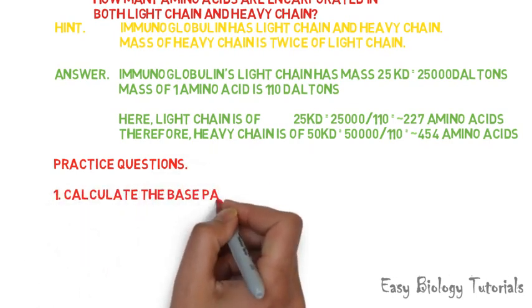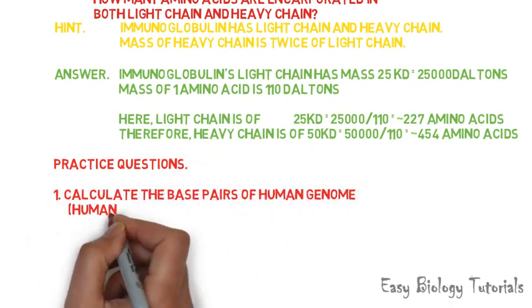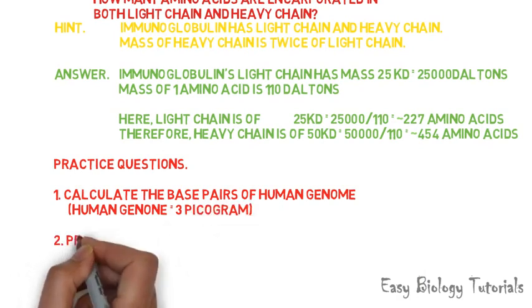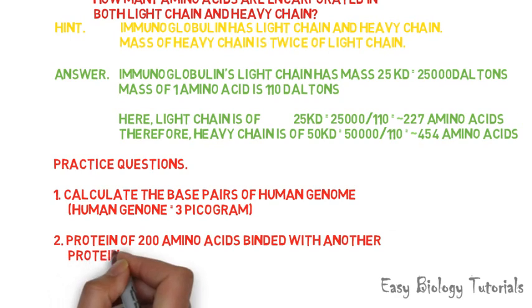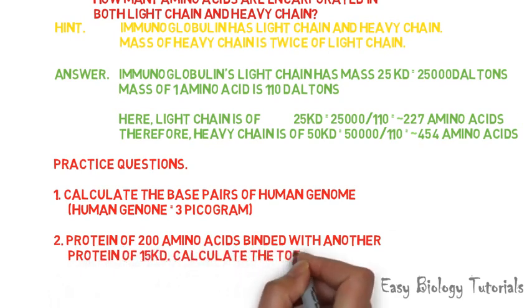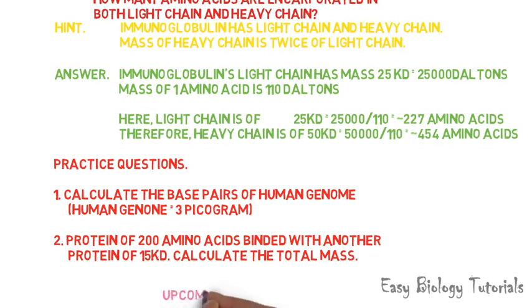The practice questions for you. Number 1, calculate the base pairs of human genome. Human genome is 3 picogram. And the second one, protein of 200 amino acids bound with another protein of 15 kilodalton. Calculate the total mass. Friends, you can comment your answer in comment box.